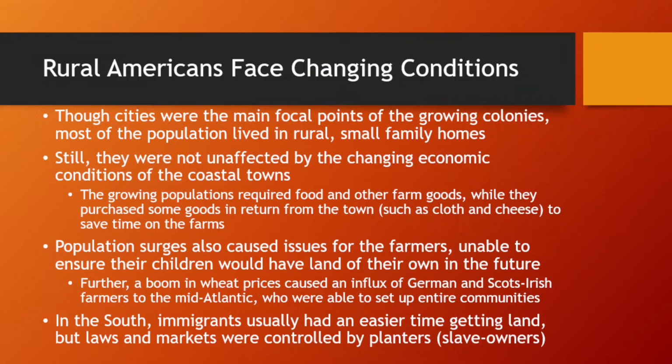That said, the laws and markets were controlled by the planters, which is to say the slave owners. So, as I said earlier, all the laws are made to benefit the rich and not the poor. So if you were poor, none of the laws are made to help you. None of the tax codes are made to help you. In fact, they're probably there to hurt you in order to benefit the rich. Weird how that works. But that's just how it works.